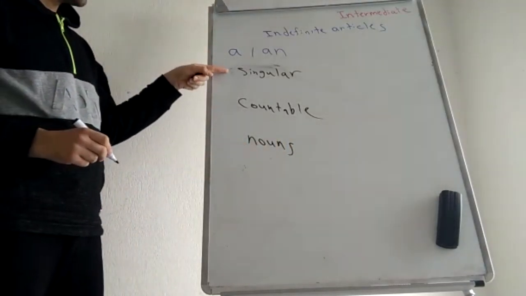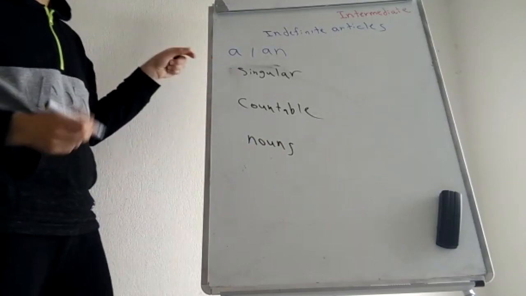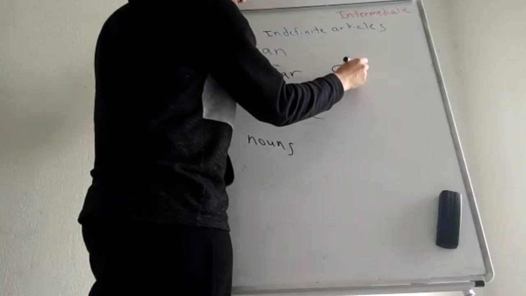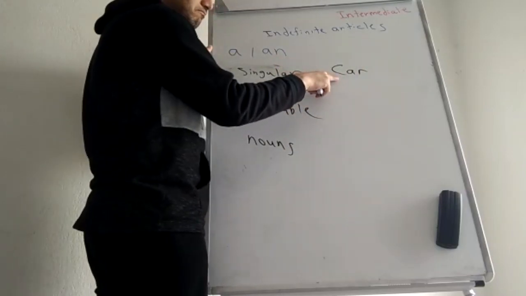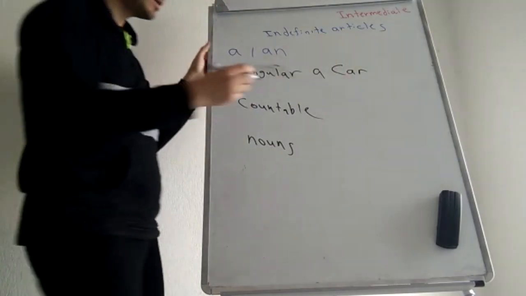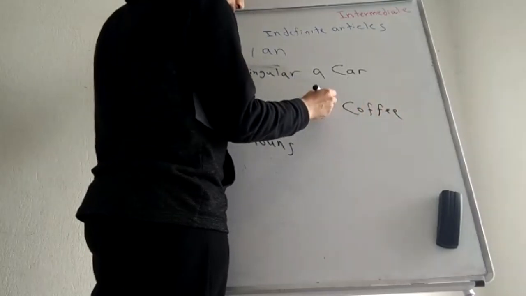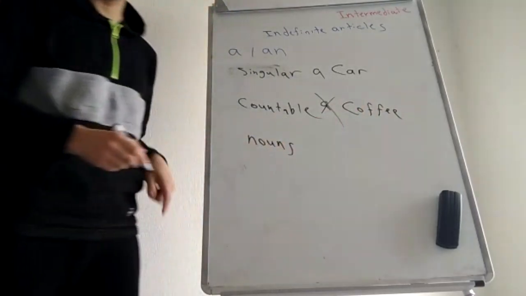So we have three conditions here. The noun should be singular. For example, car. Car is singular, so we can use a car. Countable. For example, coffee. Can we say a coffee? No, we cannot say a coffee.